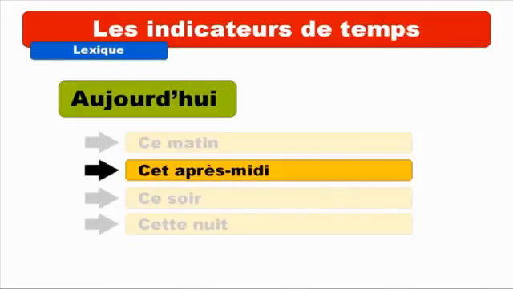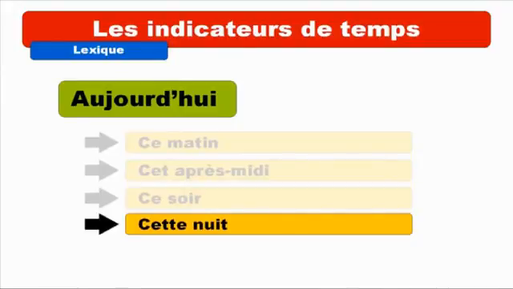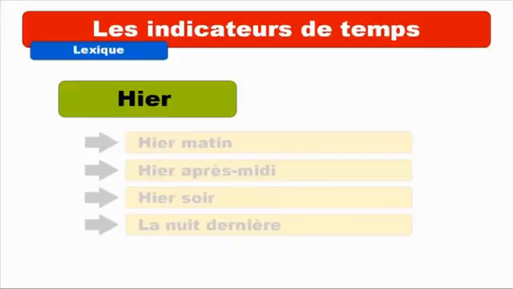If it's in the afternoon, it's cet après-midi. If it's in the evening, it will be ce soir. If it's during the night, it will be cette nuit. If it was yesterday, yesterday is hier.